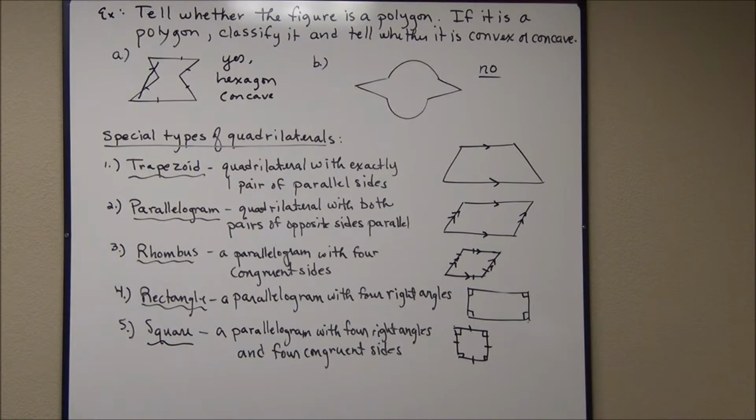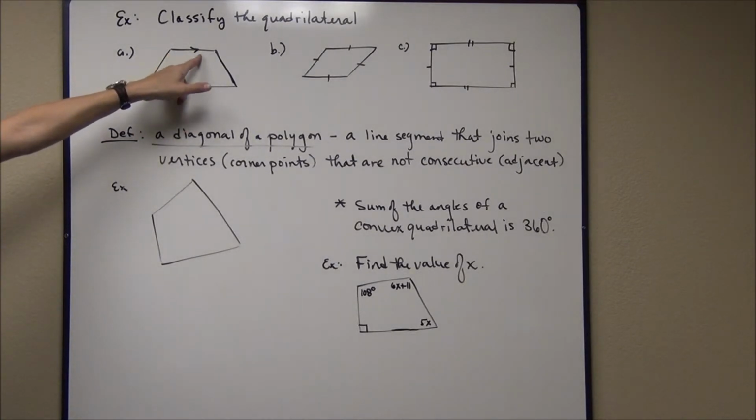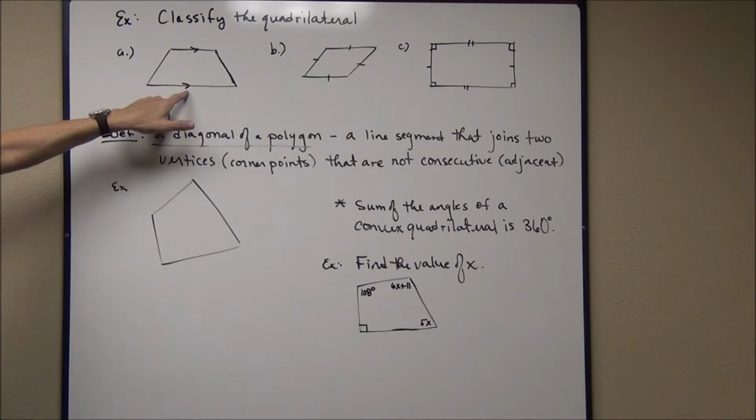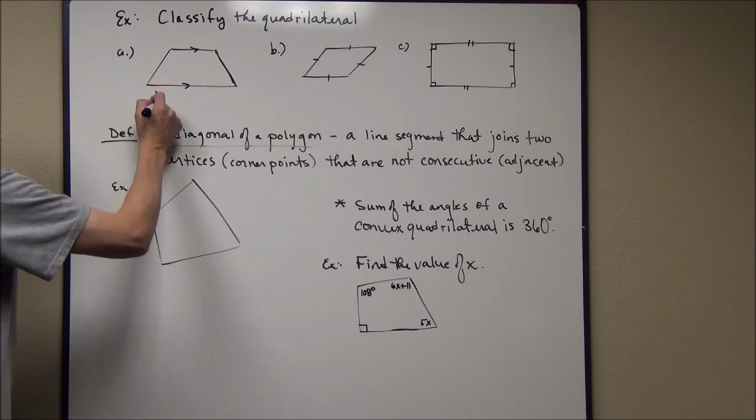Those are your special types of parallelograms. You should make yourself familiar with some of this vocabulary, know these names. Let's classify each of these quadrilaterals that I've drawn out. Here I have a quadrilateral, four sides. I have the symbols here that represent that these two sides are parallel. That's all I have. I don't know if these are parallel or not, so this has to be a trapezoid.